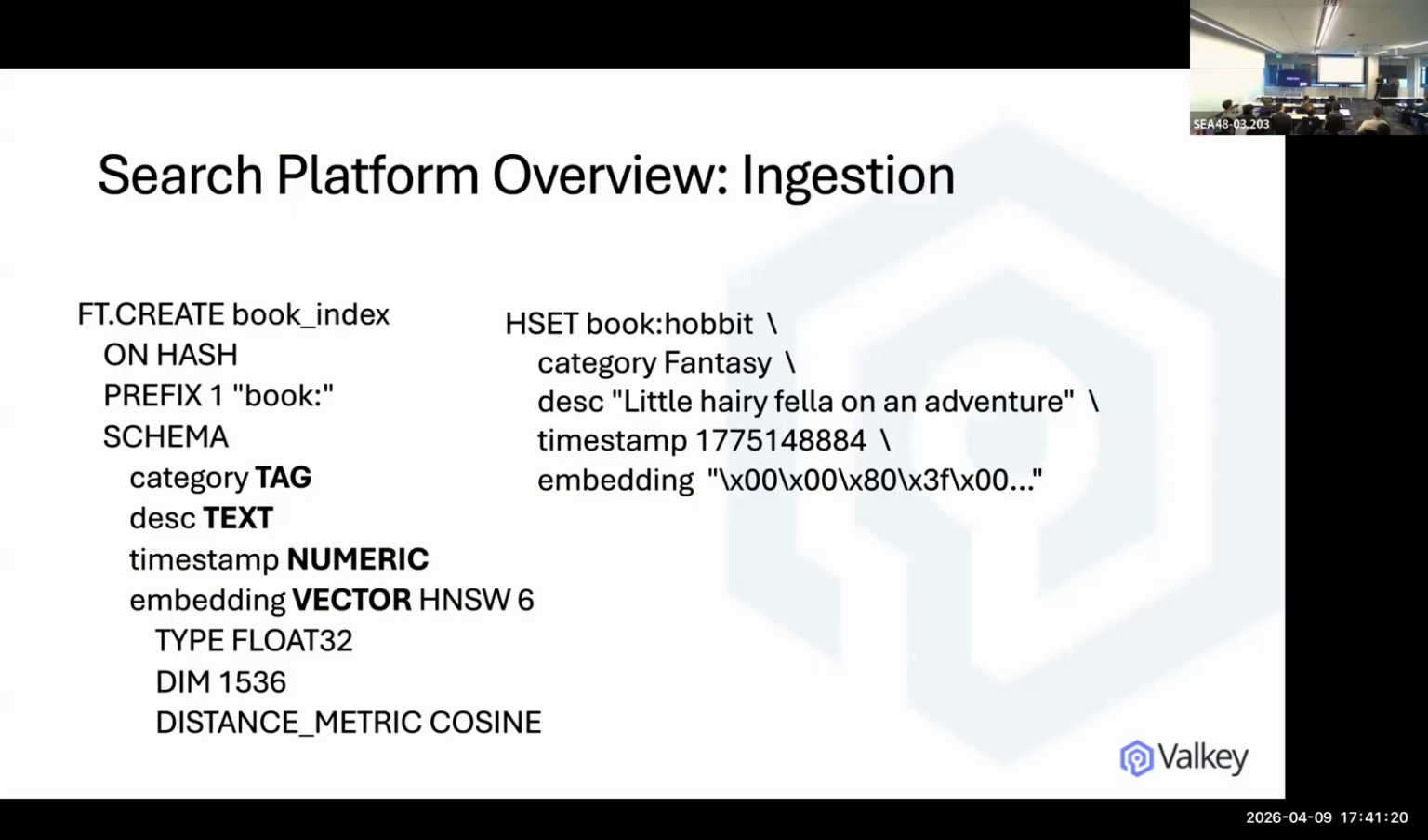And then ingestion is quite simple. Just do an HSET. So you see here the key of the HSET is book:hobbit. So the prefix book: matches. And then the key-value pairs of the hash data type will match the names in your schema, and as long as the data is compatible with the field here, it will be ingested.